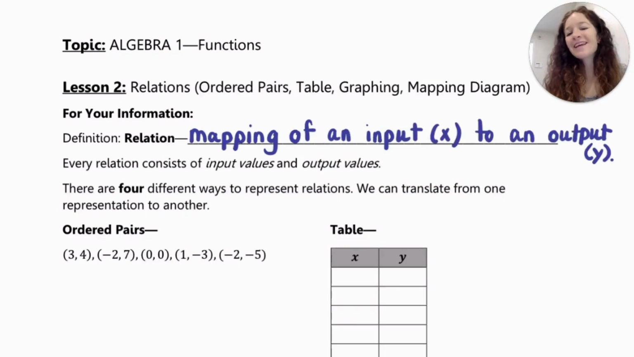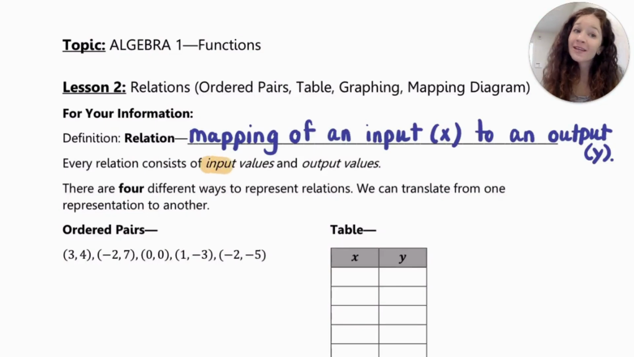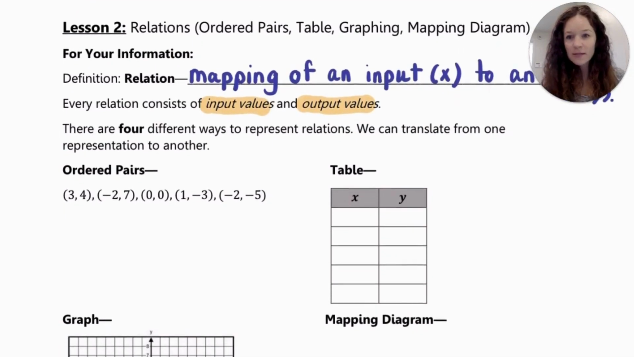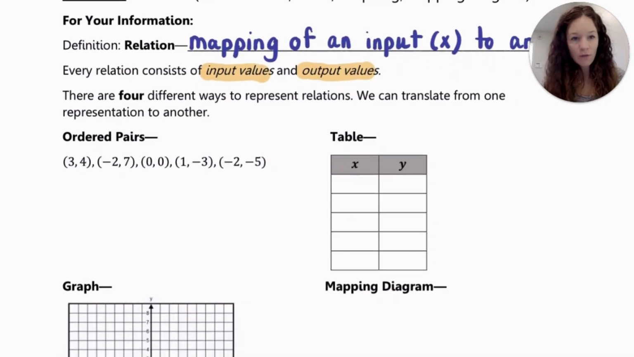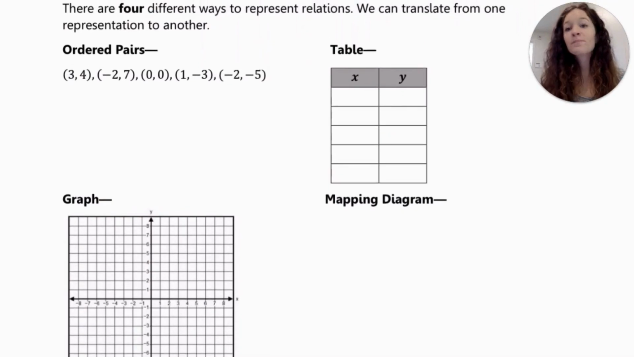So as you see there, every relation consists of input and output values. We put something into our machine and it spits a number out to us, okay? So the first way, and I just started with this, and from here we'll go to all of the other formats, we have ordered pairs. Okay, so ordered pairs we talked about in lesson 1. We know that the X value is always first and the Y value is always second. So a set of ordered pairs, a list of ordered pairs, often describes a relation.